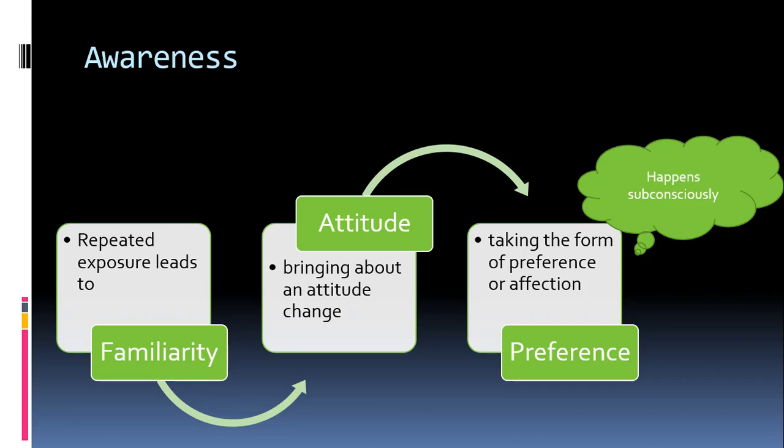So just repeatedly exposing your target audience to your brand will lead them to become familiar with it, which will then bring about an attitude change. So they will form an attitude towards your brand based on the attitude towards the object theory. And that will start to lead to them taking a preference or starting to develop some affection. Now, obviously, consumers aren't aware of this. It happens subconsciously. So just by getting your brand out there initially to develop awareness will help you not only develop awareness of that brand, but also start to develop some preference.